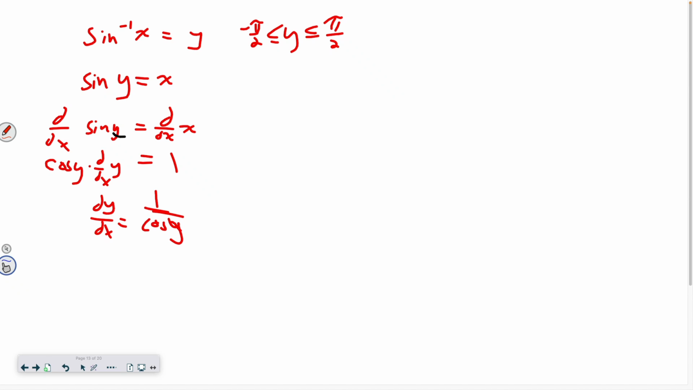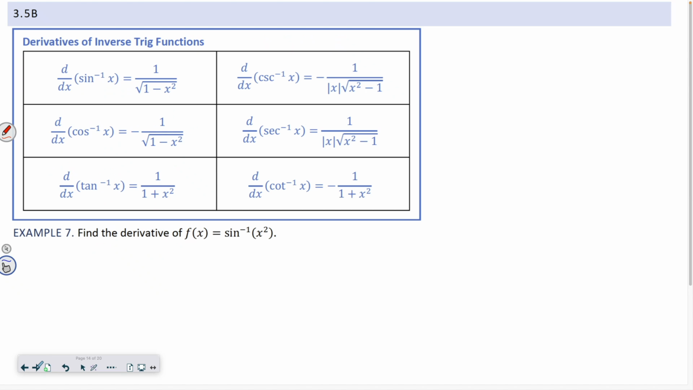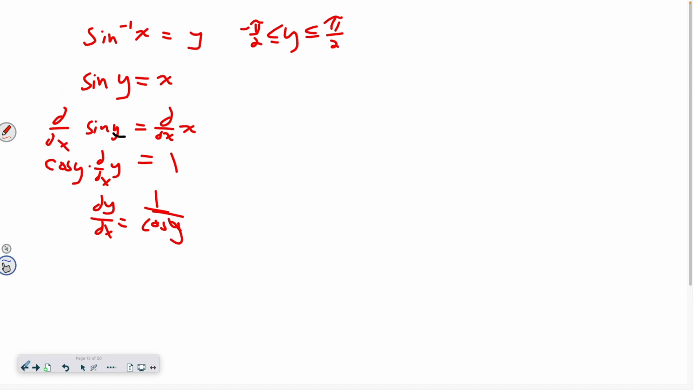Now, so here's the derivative. We're done. But wait a second, Mr. Mulheron, that's not what it says. It says it's this whole thing. It's 1 over something, but that whole thing. Okay. Can someone remind me, what is the first basic Pythagorean identity I taught you? Sine squared plus cosine squared equals 1. Everyone okay with that? Yes.